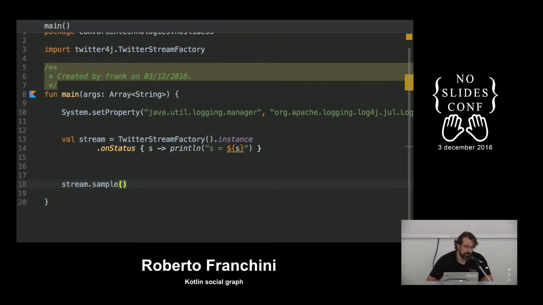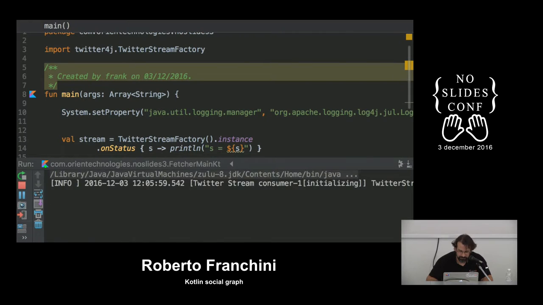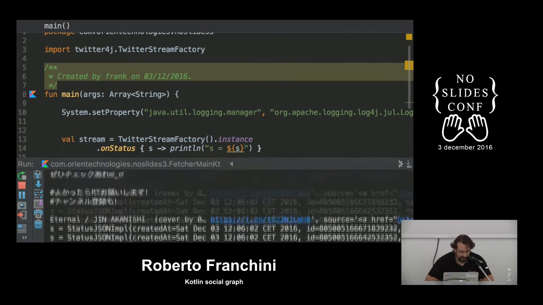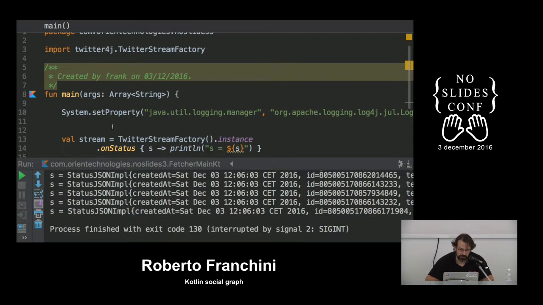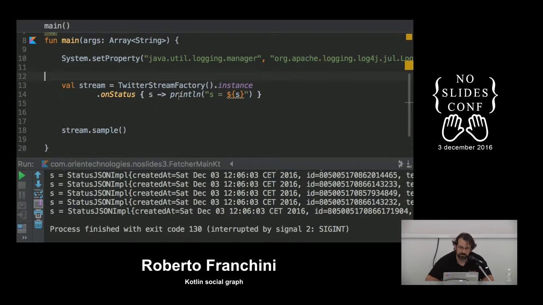Okay, now I will run this, and maybe it could not work, okay? Because Twitter is... okay, it works, fine. So we are just sampling from the Twitter stream and print out every tweet that is coming in the stream, okay? Some notes. I'm using Twitter4j. It is a Java library, and I'm using it from Kotlin. As you can see, there's no magic.